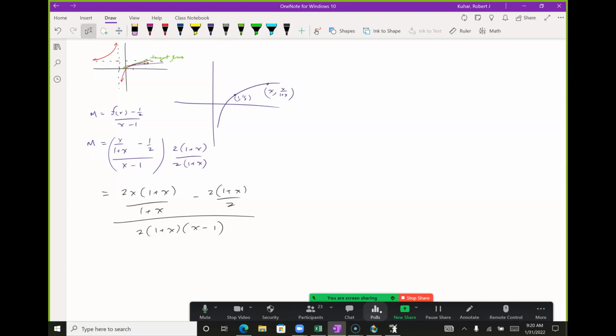Not 1/2. Look at that denominator. What point is the point of interest for that original slope there? Where's my point of interest there?